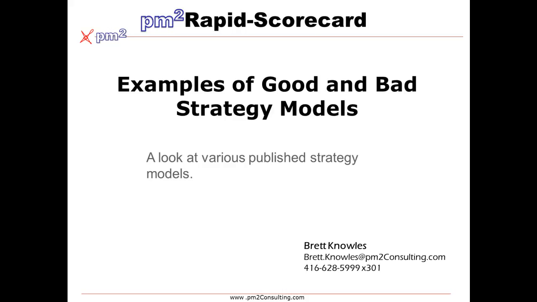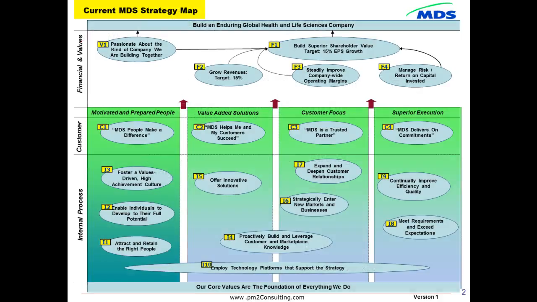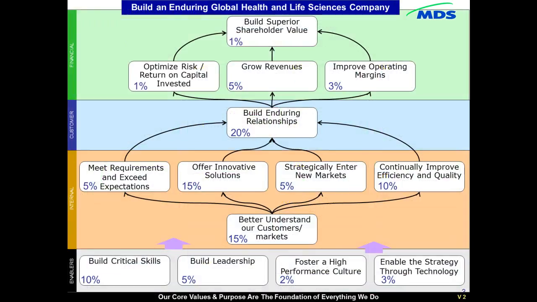This video provides a short overview of what constitutes and what we look for in great and good strategy models, and which ones have characteristics which are not so strong. Here's an example of a strategy map that was developed and describes a number of strategic objectives. The challenge is it's a bit hard to understand what the overall strategy is. This is the same organization with a more effective strategy model.